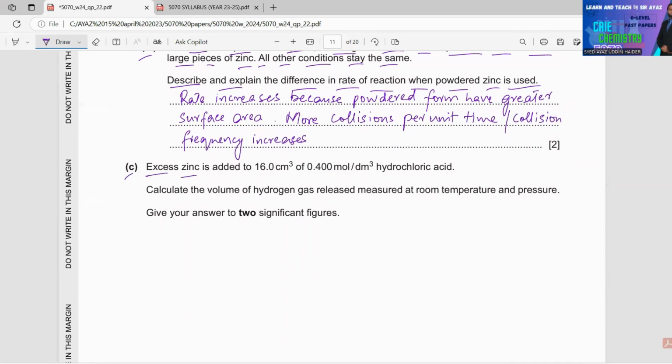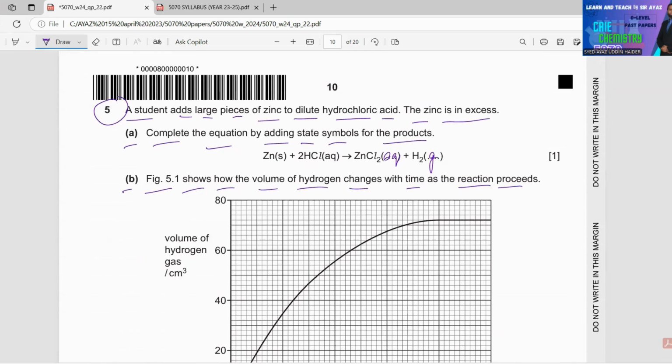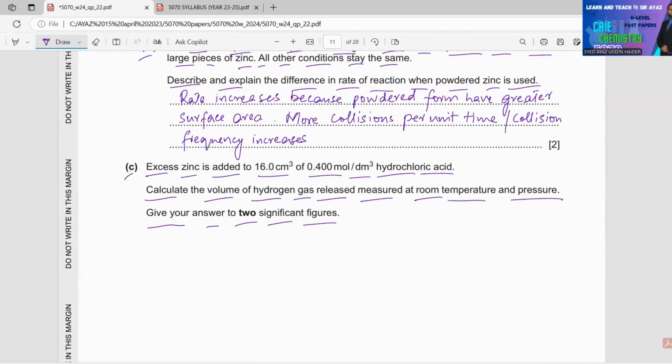C. Excess zinc is added to 16 centimeter cube of 0.4 mole per dm cube hydrochloric acid. Calculate the volume of hydrogen gas released measured at room temperature and pressure. Give your answer to two significant figures. Now, according to this reaction equation, we have 2 moles of hydrochloric acid and 1 mole of hydrogen gas produced. So, for your convenience, I am writing the reaction here. Reactant, that is 2HCl, giving 1 mole of H2 gas.